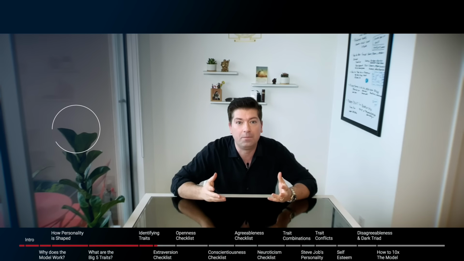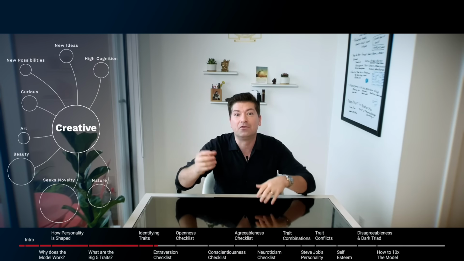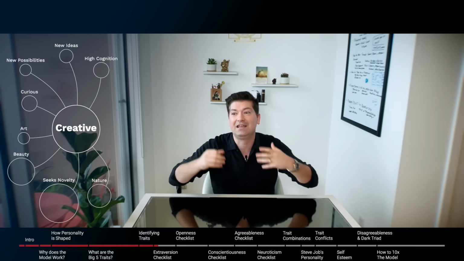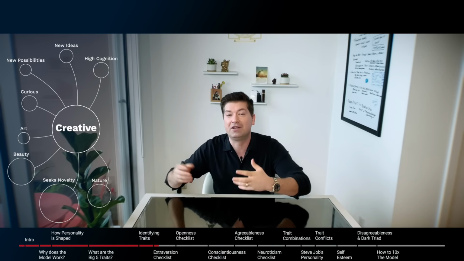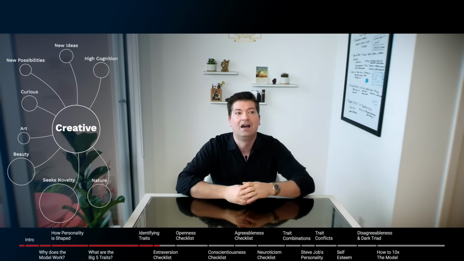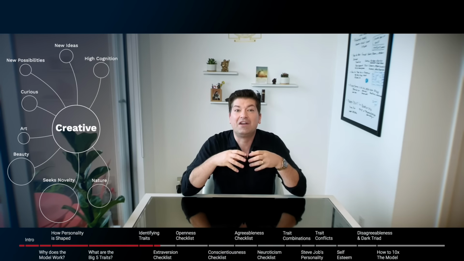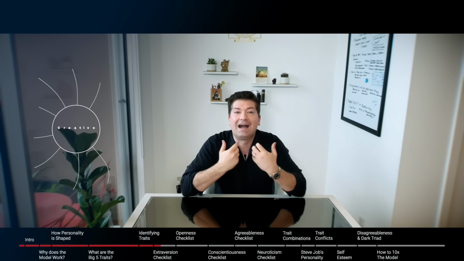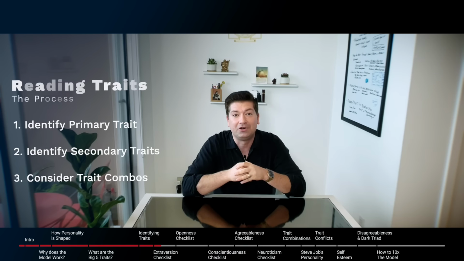People that are high in openness, they're looking for things that are novel, and they notice the beauty in nature. They notice the things that are interesting. They're always looking to unpack new boxes, new ideas. They're very motivated by cognition. They're very motivated by their curiosity.